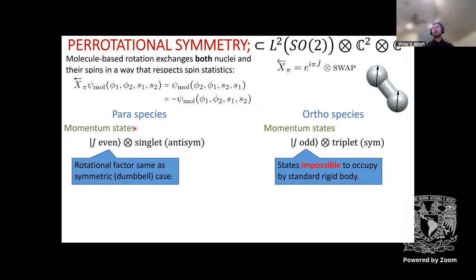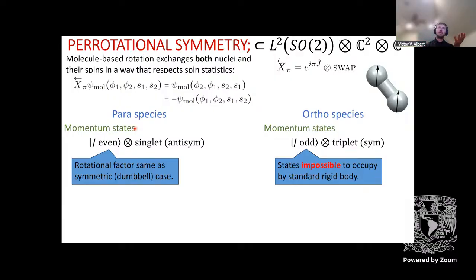And this has been known for like 100 years. But now the momentum state spaces are different for these two species. One is even, one is odd, clearly. So there must be different position states. So what are the position states of this new ortho species?